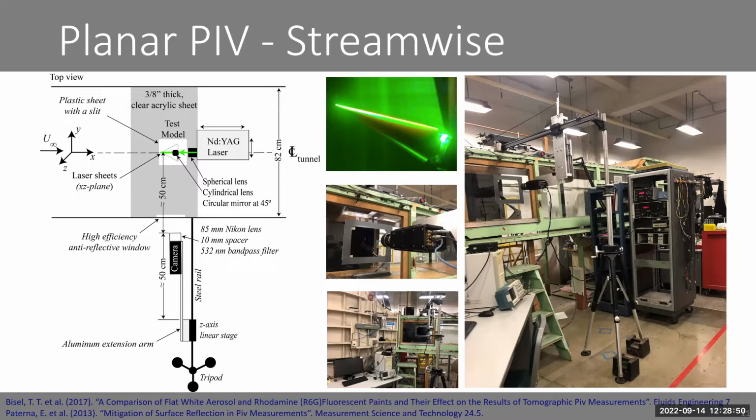Finally, now that we've pulled the camera outside of the test section, we have two layers of acrylic sheets that we're going through, and we're losing a lot of light from that. So in order to accommodate for the loss of light, we cut out a section in the test section window and replace it with a high efficiency anti-reflective glass window. And furthermore, we cut out a small slit in the test section ceiling to allow for no internal reflections with that acrylic sheet as well.